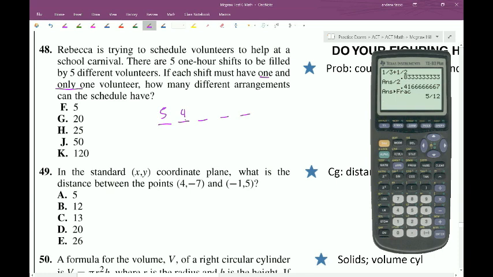Let me see, is this correct? Or can I repeat the same person? 5 one-hour shifts to be filled by 5 different volunteers. Okay, so yeah, I can't use the same person, so now that person's out and I have 4 people left. 3, 2, 1. So it's just 5 factorial, right? 3 and 2 is 6. 6 times 5 is 30. 30 times 4 is 120.